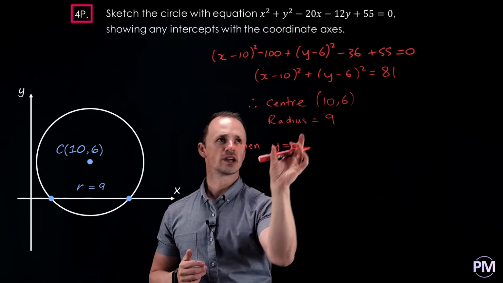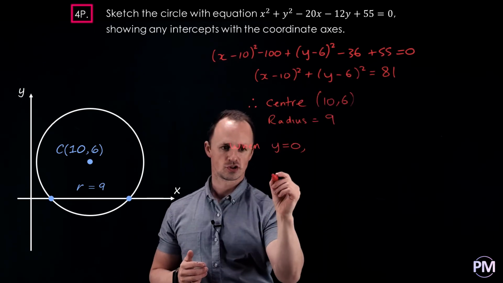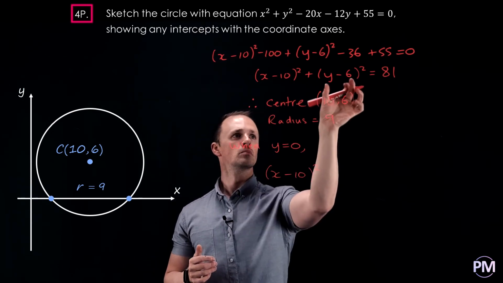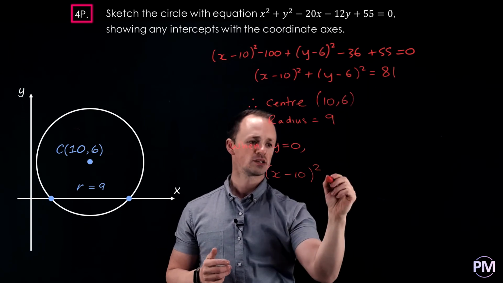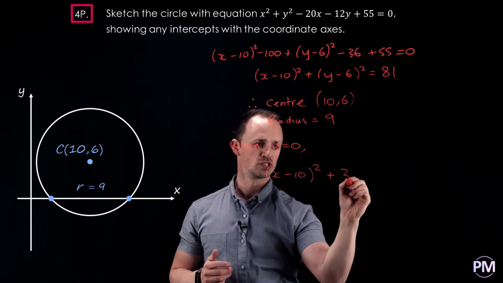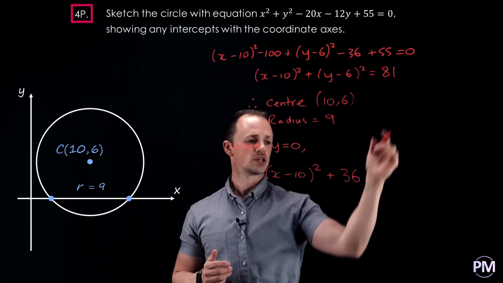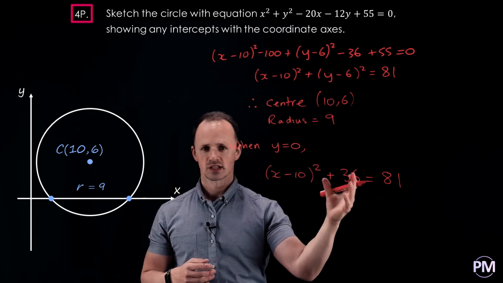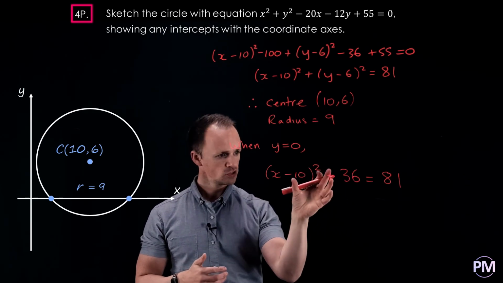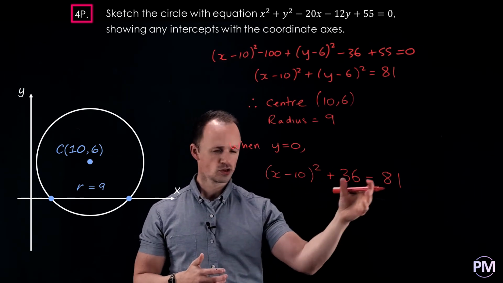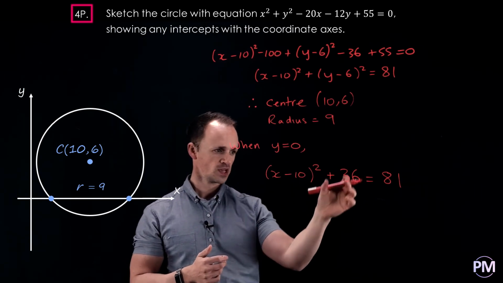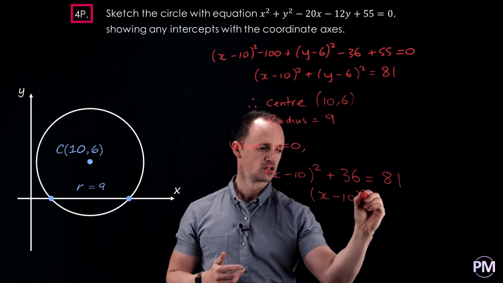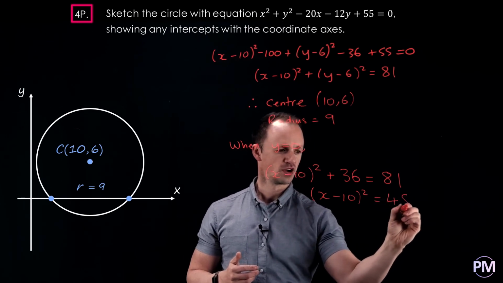So substituting y equals 0 into our equation for the circle, we're going to get x minus 10 all squared plus minus 6 all squared, which is 36, equals 81. Now, rather than trying to make this equals 0 and trying to solve it, because it's already in completed square form, I can use that to my advantage and solve it in a slightly different way. I can subtract 36 from both sides. That gives me x minus 10 all squared equals 45.